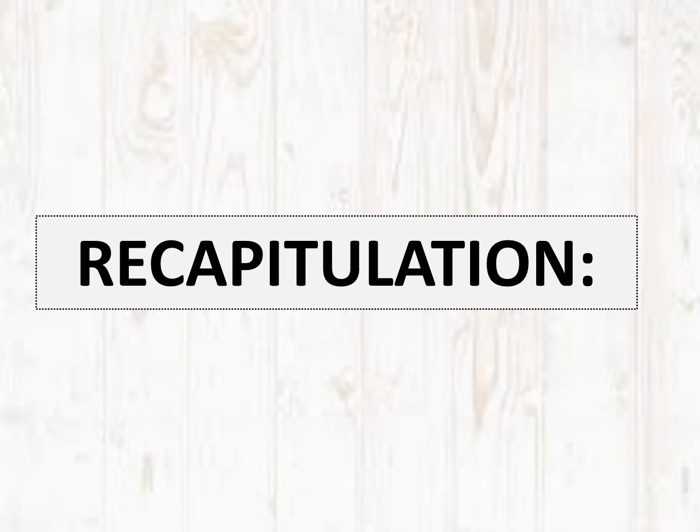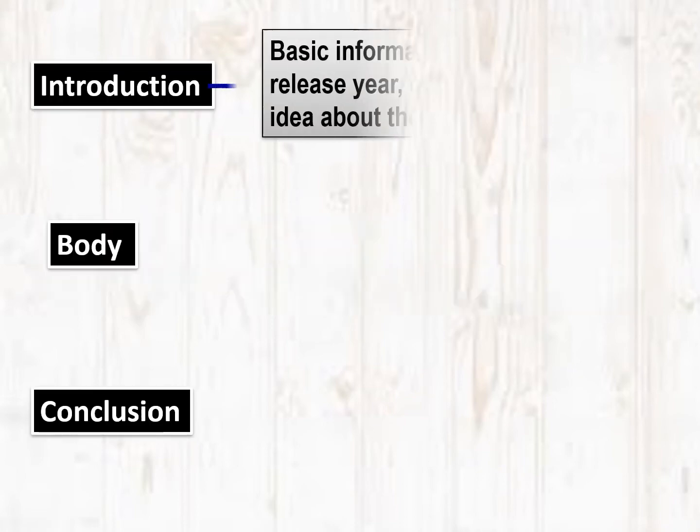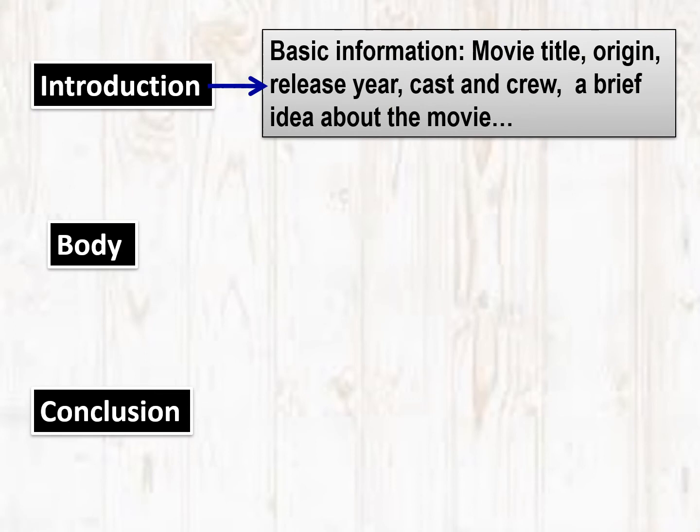Let's recapitulate. So, the introduction has the basic information, that is the movie title, origin, release year. Origin means the country where the film came out. Release year, when the film came out. Cast and crew. The cast are the characters, the actors and the actresses. And the crew are the producer, the camera people, the director, etc. And then a brief idea about the movie in general.